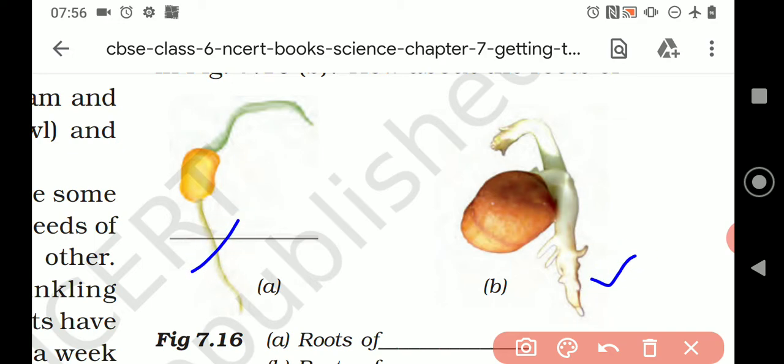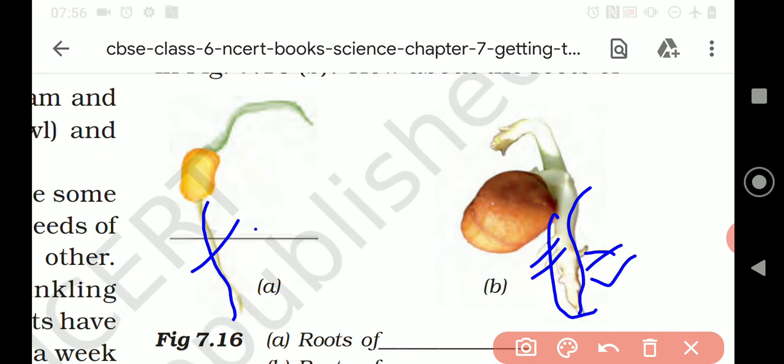Here you can see there are branches. Okay, so here there is a main root and there are lateral roots, side roots. Here there is no main root. Here you can see there is one thin strand, right? So this is like fiber and this is like a thick stout. Main root is there, lateral roots are there. So there are two types of roots which we are going to study.